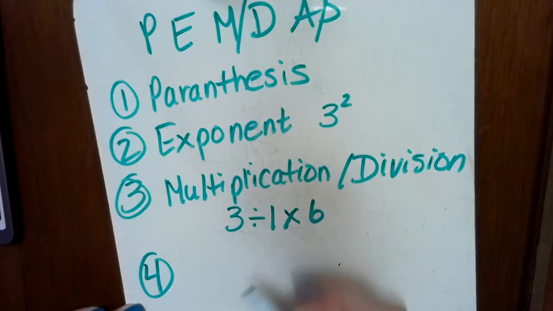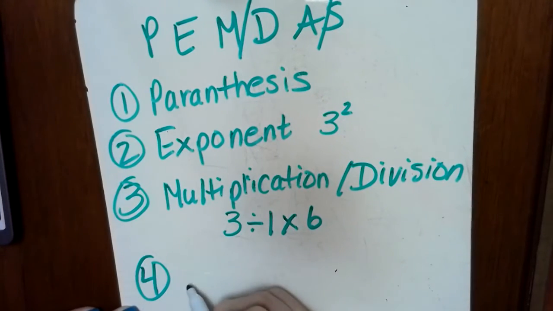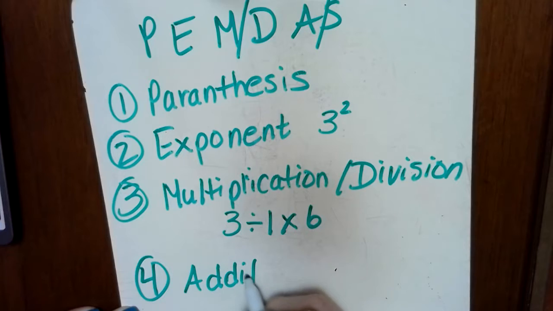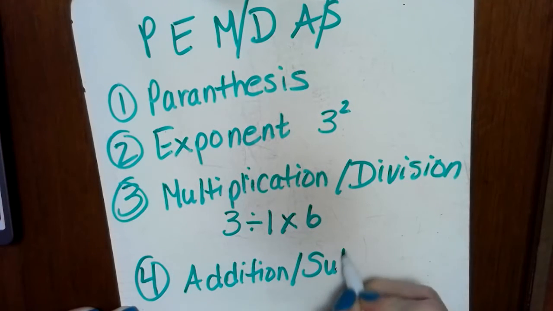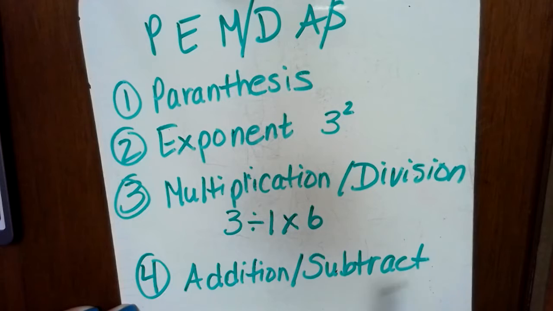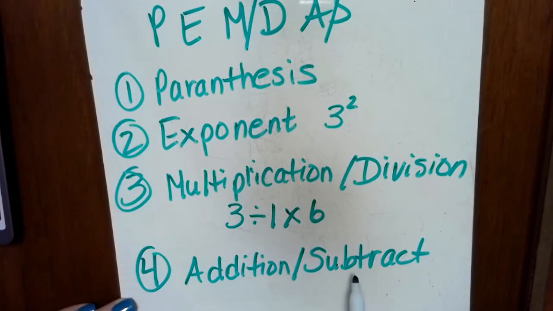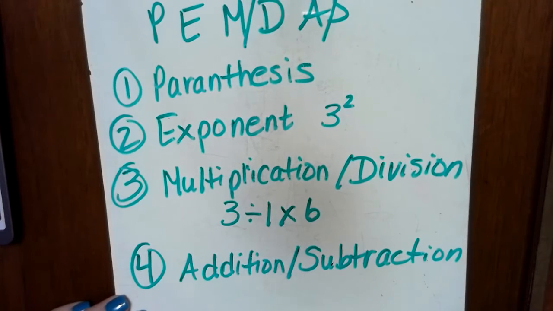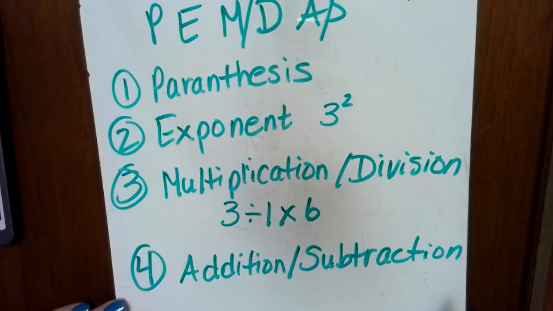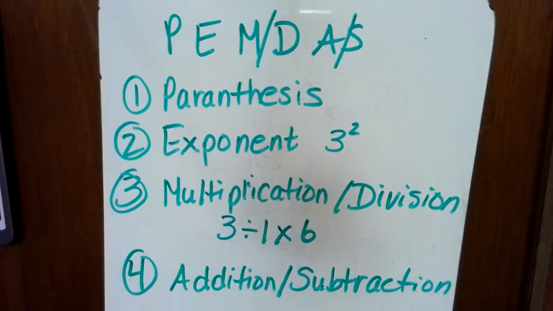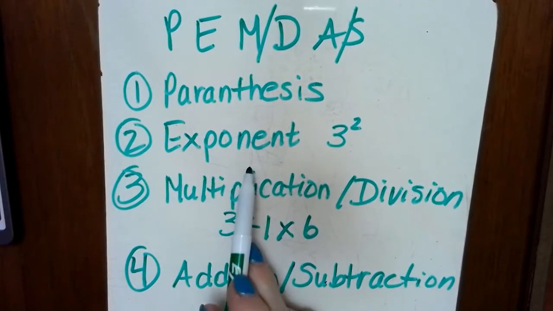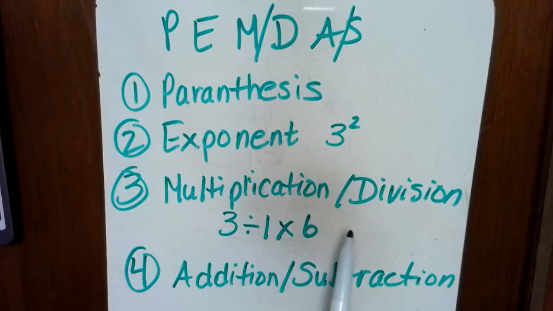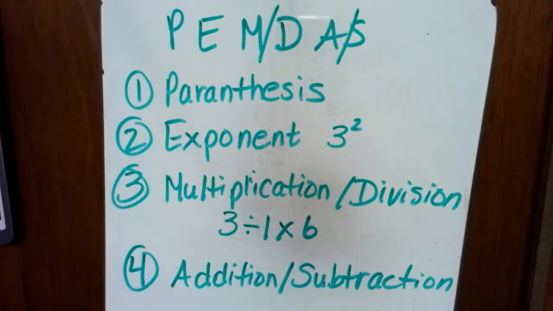And then the last thing, the A and the S in PEMDAS, stands for, you probably guessed already, addition and subtraction. Again, it doesn't mean you'll always do addition first. You could do subtraction first if that's what comes first in your expression as you go across from left to right. So PEMDAS is the order of operations. First, you do anything in parentheses, then anything with an exponent, then any multiplication and division, and then any addition and subtraction. When everybody follows these steps, everybody will get the same answer.